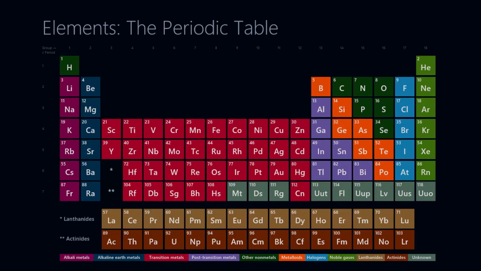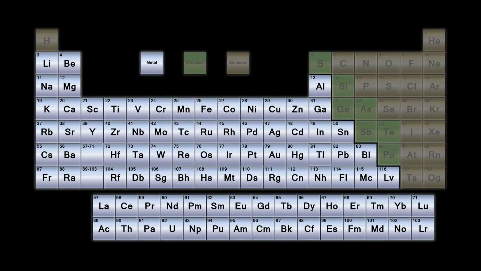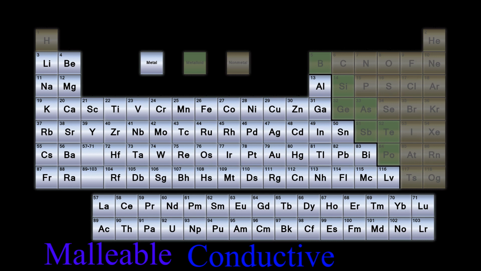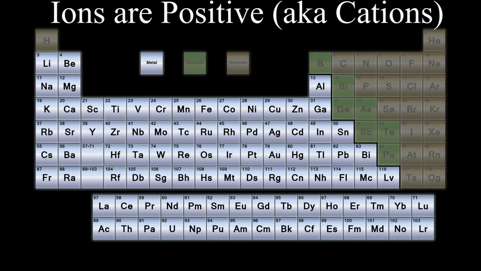First of all, let's discuss the three main categories of elements on the periodic table: metals, nonmetals, and metalloids. Metals, as you can see, this part comprises the majority of the periodic table. Metals are known for being malleable, extremely conductive of electricity, and shiny, or in scientific terms, having luster. Metals also exclusively have ions with positive charges, otherwise known as cations.